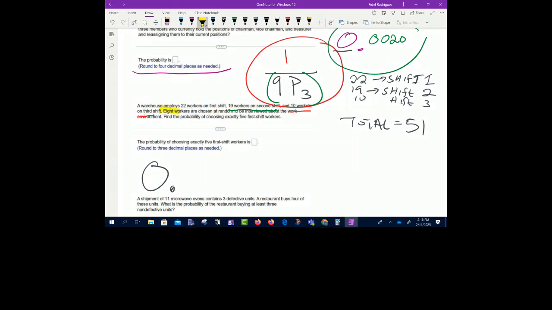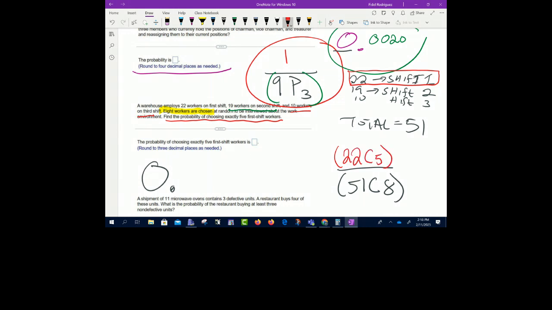How many workers are they going to choose out of those 51? 8. Okay, so y'all, it's usually easier for me to do my denominator first. We have a total of 51 employees. We're going to choose 8 of them, okay? Now, the question says, find the probability of choosing exactly 5 people that work on the first shift. So y'all, out of the 22 that work on shift 1, we want to choose how many from there? 5, right? So we're going to say out of those 22, we're going to choose 5.